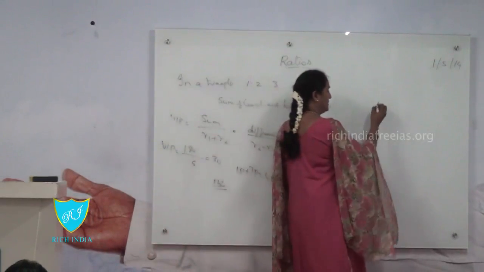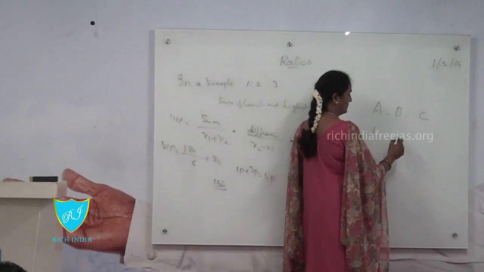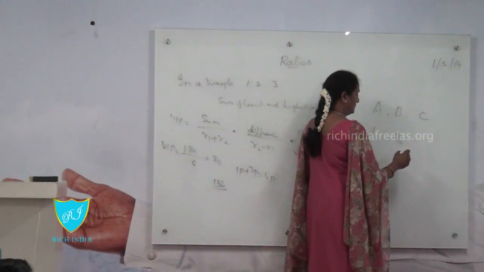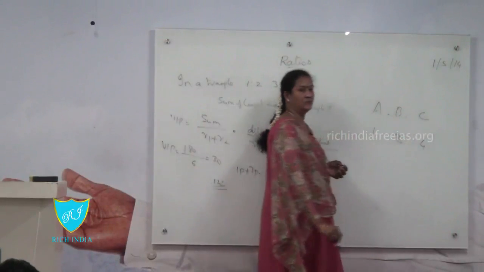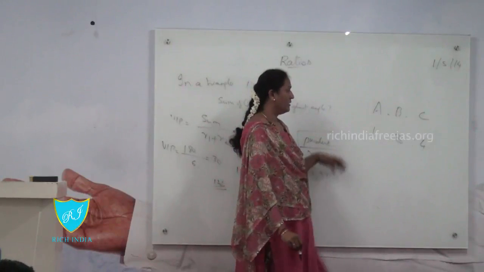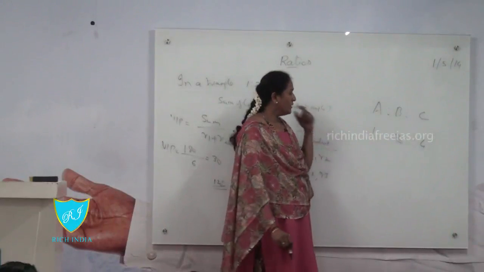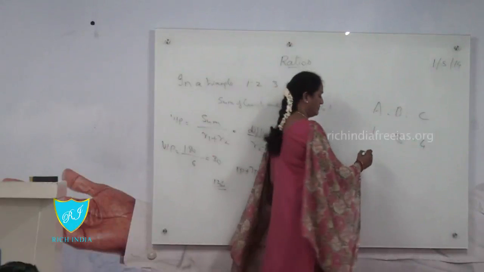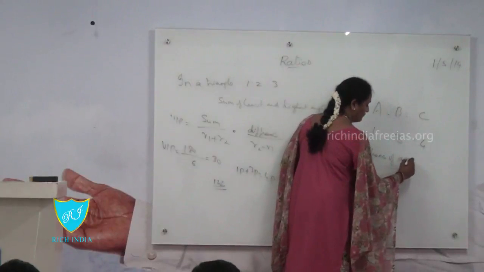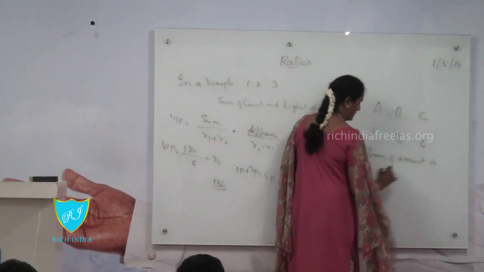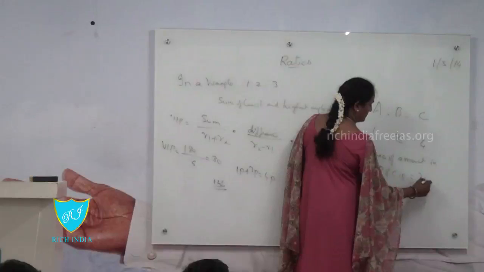Say 3 persons share an amount in the ratio 1:3:4. Difference between B and C. So difference of amount is 3,000.